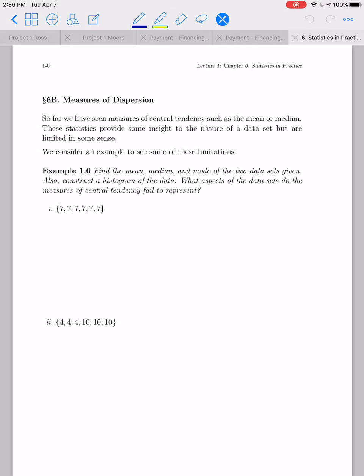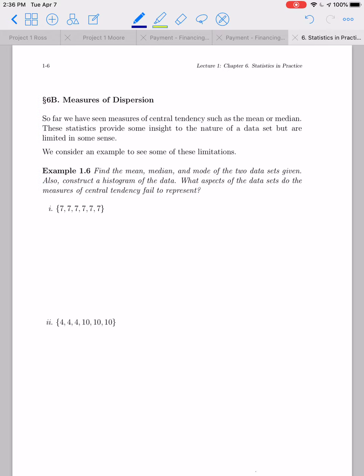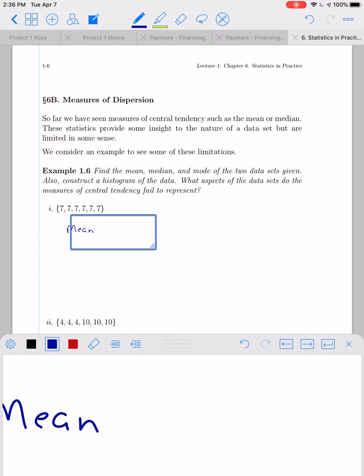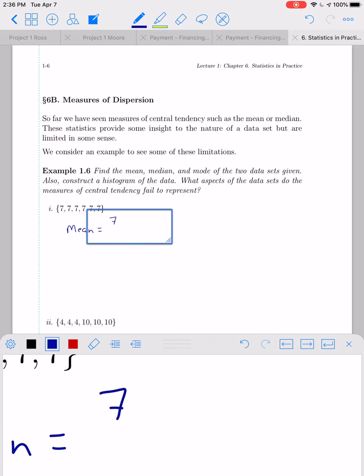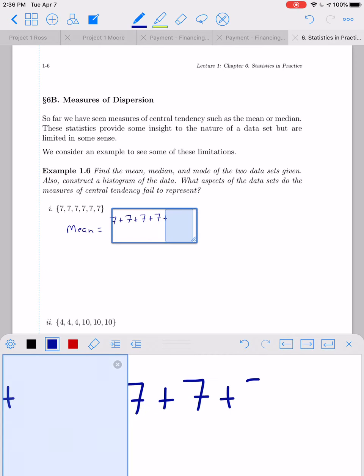We've got two different data sets. We're asked to find the mean, median, and mode for each of these data sets. Mean, median, and mode for the two data sets. Well, let's have a look at it. So the mean of this data set is pretty easy to come up with. We just add all the items up just like we normally would.